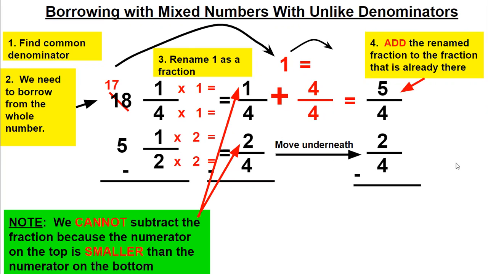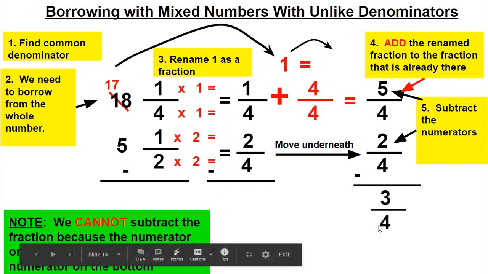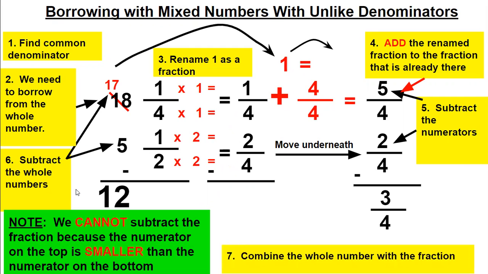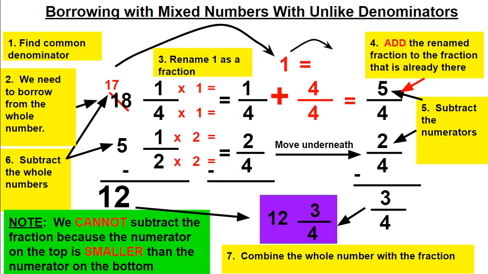5 minus 2 is 3/4, right? And you might say, oh, after all of that, I'm done, right? Nope, don't forget, you got these whole numbers over here to subtract. So we got to do those yet. So subtract the whole numbers. 17 minus 5 is 12. And now we combine the 12 and the 3/4. So our final answer is 12 and 3/4.